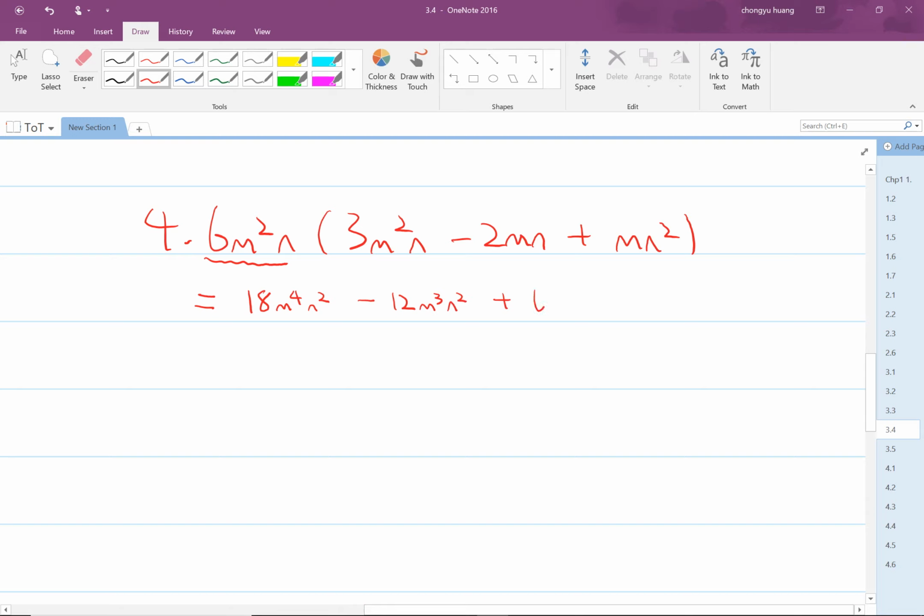6 is still going to be 6, and then we have to the power 2 multiplied by to the power 2, so it's to the power 3, right? And then we have n to the power 1 multiply to the power 2, so it's 1 plus 2 is equal to 3, right? So as you can see, this is actually the way how you are doing those. So this is how you solve those questions in one step. So you just don't show the details.